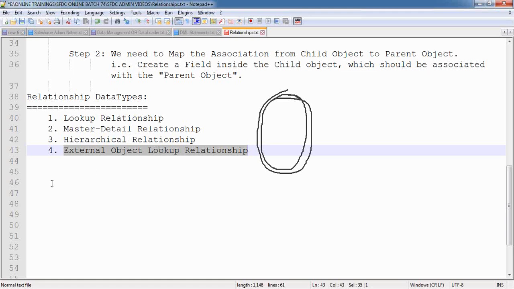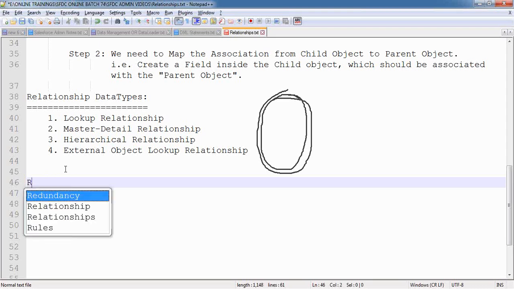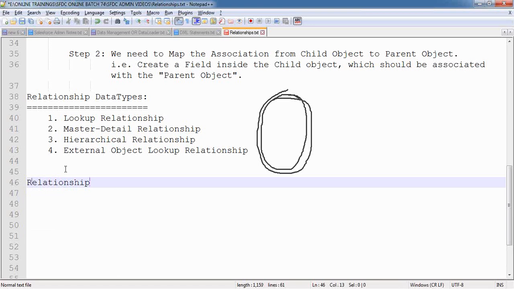Now, by using this relationships feature and these data types, we can map various associations. So what are the various relationships that we can achieve? Relationships can be implemented.